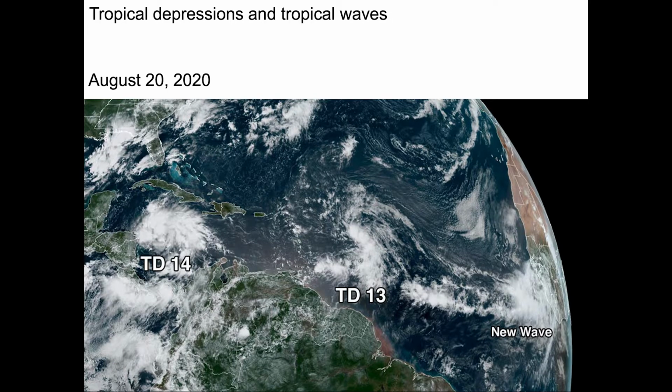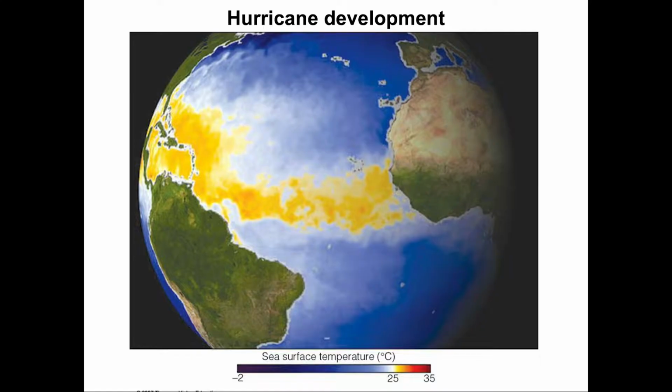Here we have an image from August 20th that shows a new wave developing off the coast of Africa. This is where our hurricanes start, generally, off the coast of Africa here. This wave is going to move across the Atlantic, where it may strengthen and become a tropical depression. Here we have two tropical depressions in play, Tropical Depression 13 and Tropical Depression 14. These hurricanes, again, commonly develop off the coast of Africa.